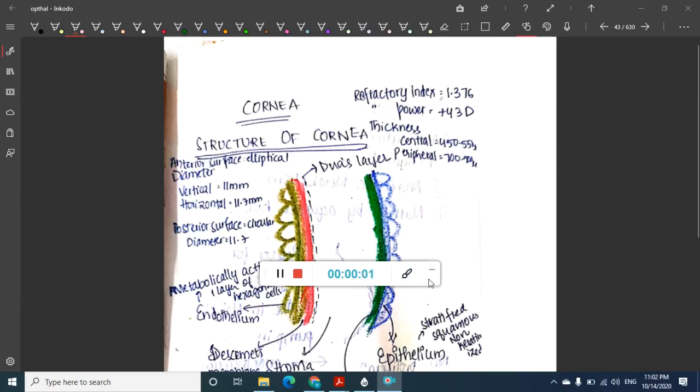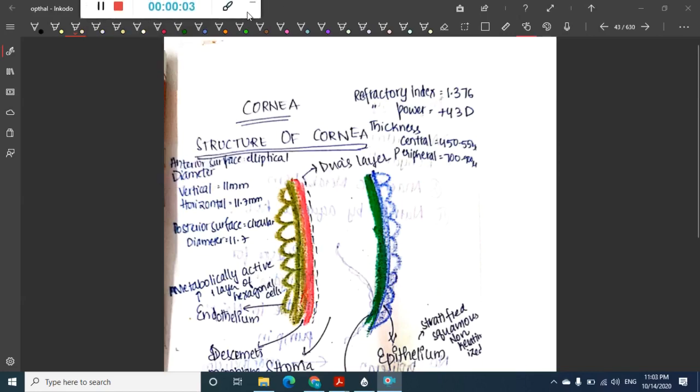Hello friends, let us now learn about one more topic, which is cornea. So what do you see in cornea? There are some one-liners. The refractive index of cornea is 1.376 and refractive power of cornea is 43 diopters.